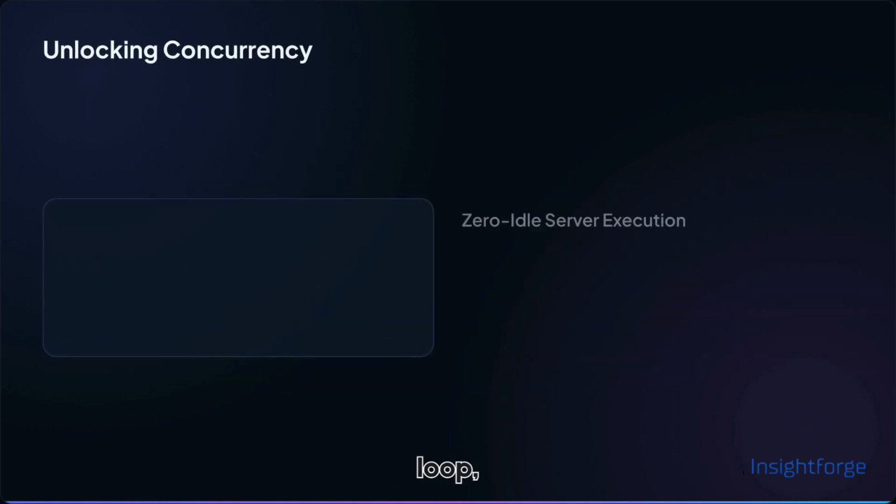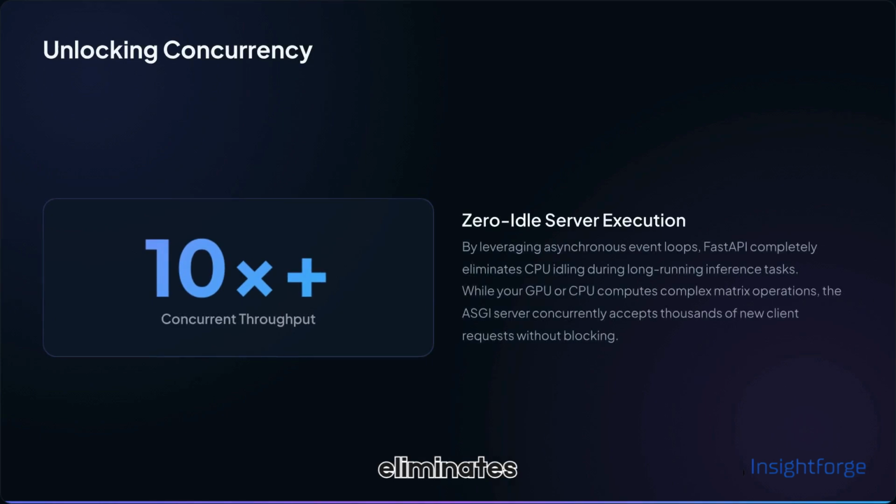Because of this asynchronous loop, FastAPI completely eliminates CPU idling during long-running inference tasks. While your GPU computes complex matrix operations, the ASGI server concurrently accepts thousands of new client requests without blocking. The result is an instant 10x multiplier on your concurrent throughput. It entirely removes the bottleneck.